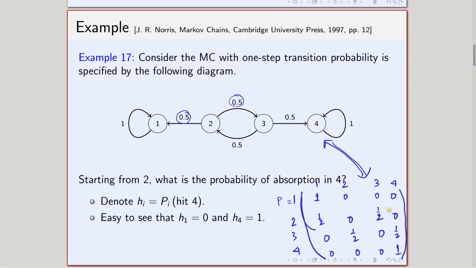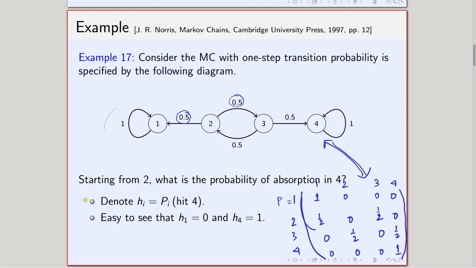So given this matrix I can draw this diagram, and given this diagram I can write this matrix. This diagram and matrix have a one-to-one correspondence. That means this diagram specifies the one step transition probability matrix of a Markov chain.